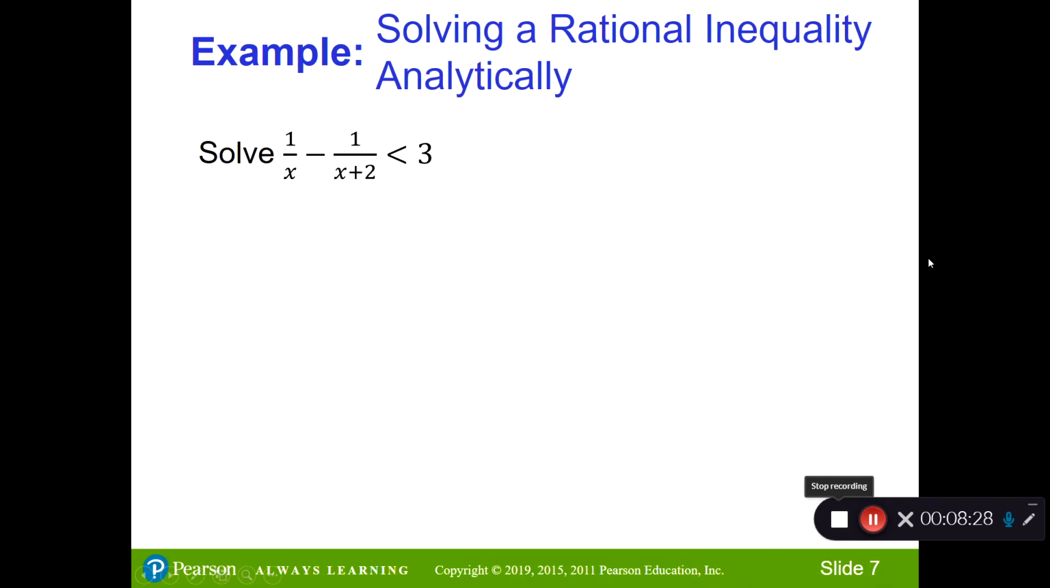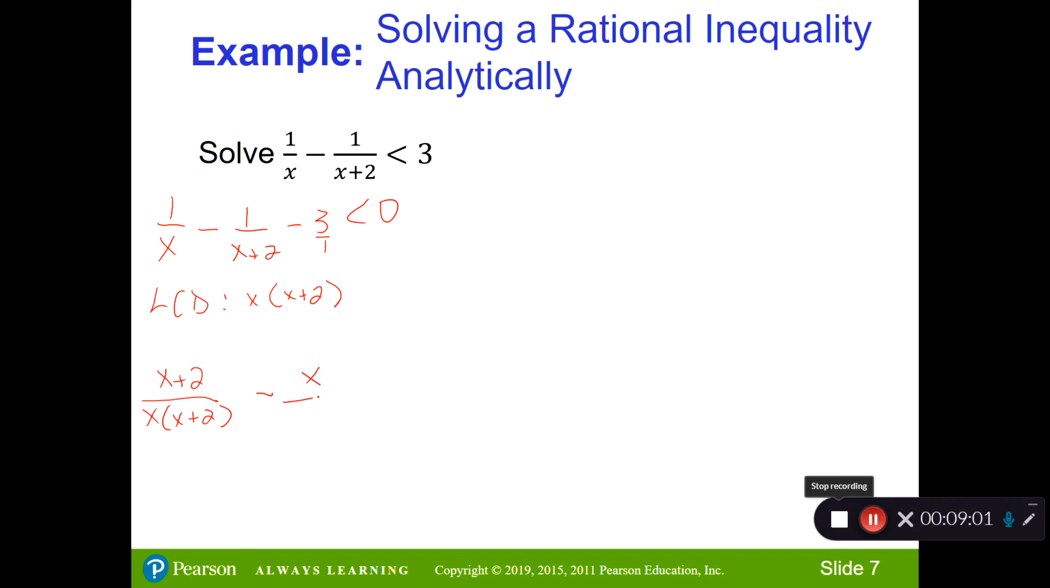All right, let's solve this rational inequality. Now, remember the first thing that we do is get a 0 on the other side. So we're going to go 1 over x minus 1 over x plus 2 minus 3 is less than 0. Now, my least common denominator here, remember this is 3 over 1, would be x times x plus 2. So I'm going to multiply this first fraction by what it's missing, which is the x plus 2. This one by what it's missing, which is just the x. And then this one by what it's missing, which is both terms.